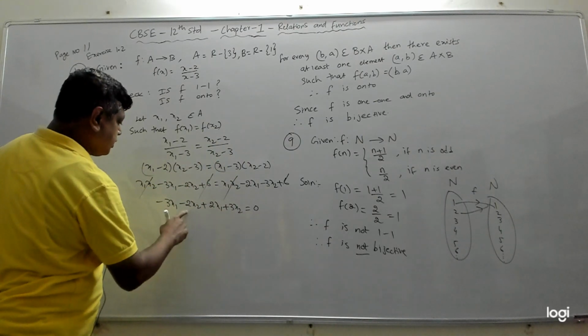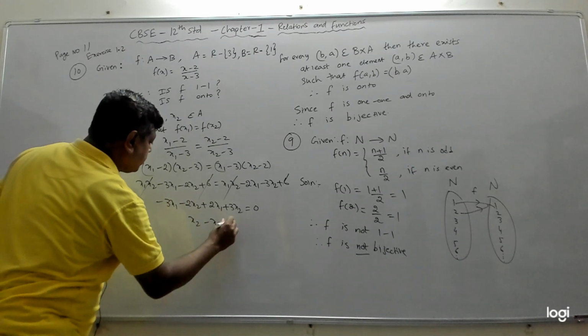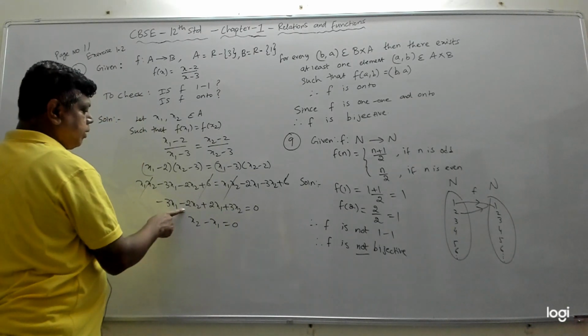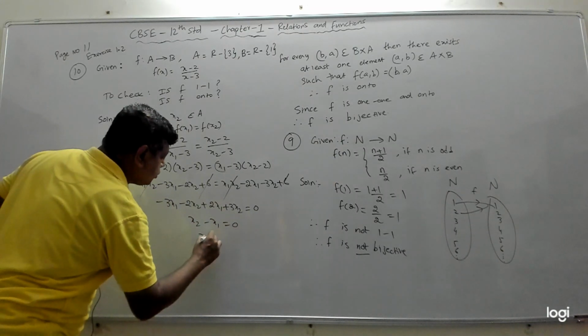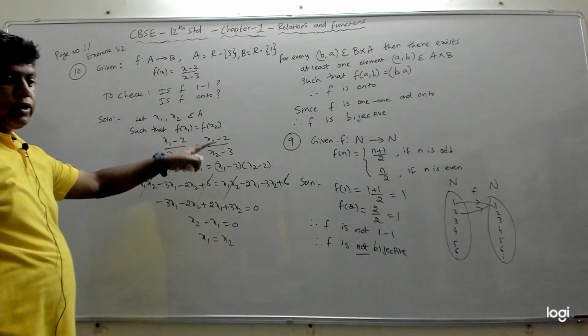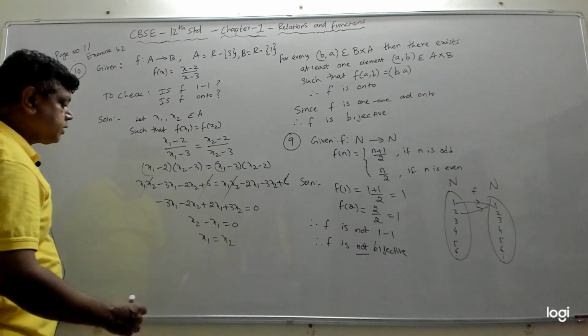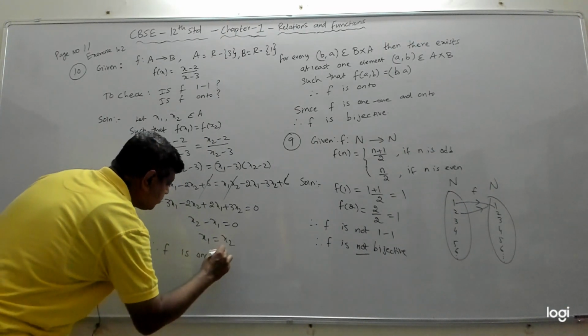So now, this is x2 minus x1 equal to 0. So 3x2 minus 2x2 is x2, 2x1 minus 3x1 is minus x1. So this gives you x1 equal to x2. So we started with f of x1 equal to f of x2 and we got x1 equal to x2. Therefore f is 1 to 1.